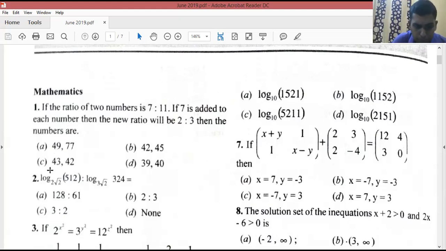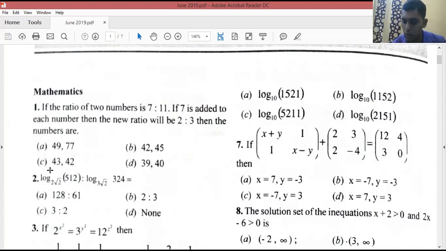The next question. Log 2 root 2 to the base 2 root 2, 512 is to log 324 to the base 3 root 2. How to solve these type of questions, right? First step, make the base the same, like in the factor, in the index number, the 512 in the form of 2 root 2. Just take your calculator, press 2 into root 2. Your answer is actually 2.8284 and so on, right?